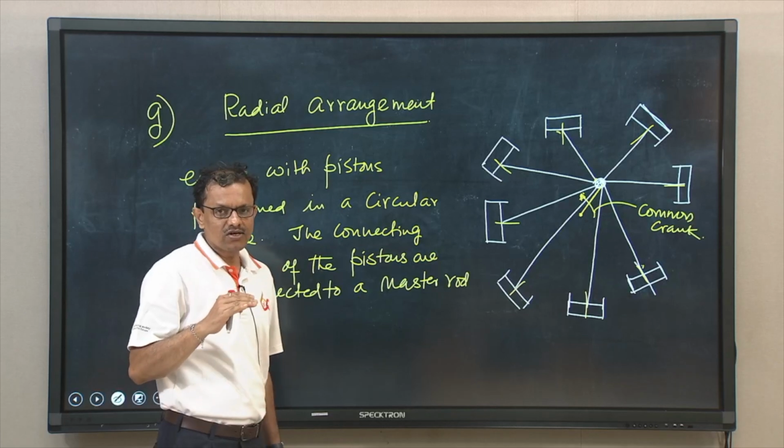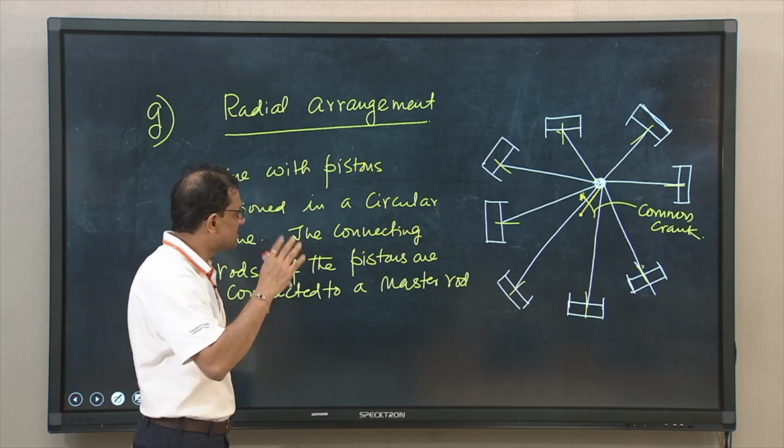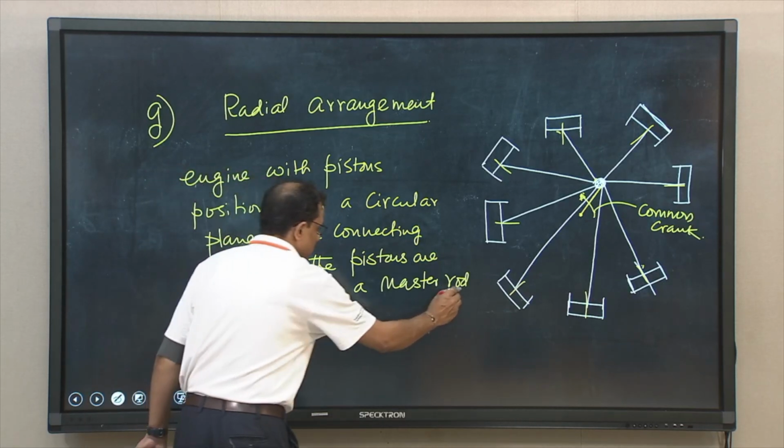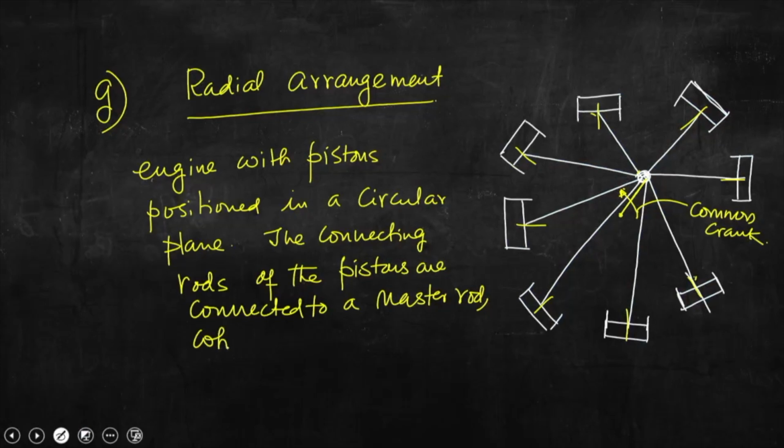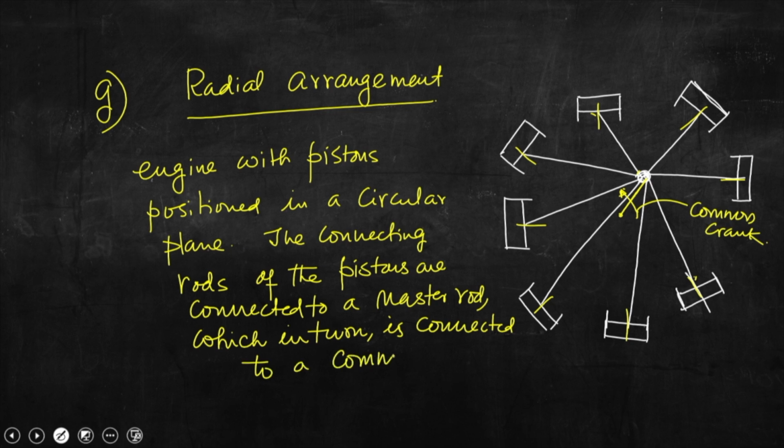So, all connecting rods are connected to a master rod, which in turn is connected to the common crank, which in turn is connected to a common crankshaft, I should write. So, this is the radial flow arrangement.